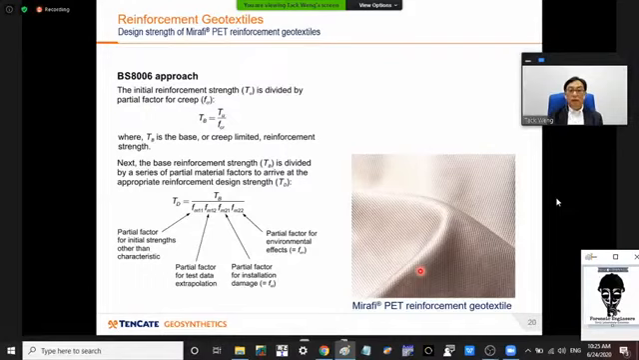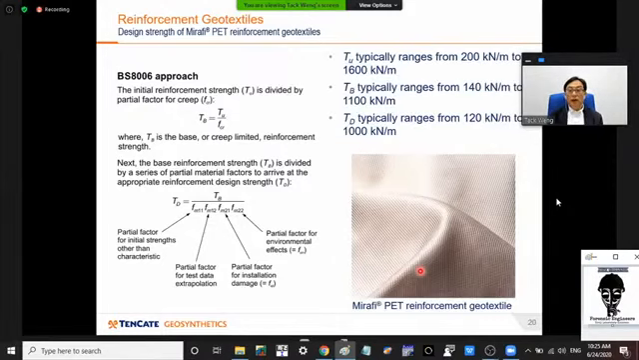You have different partial factors for, say, 5-year design, 10-year design, and 50-year design. Typically, you'll find that woven polyesters range from 200 to 1000, and these days you can go up to 2000 kilonewton per meter in ultimate tensile strength. When you factor them down, you'll get typically 120 to 1000 kilonewton per meter of design allowed tensile strength.